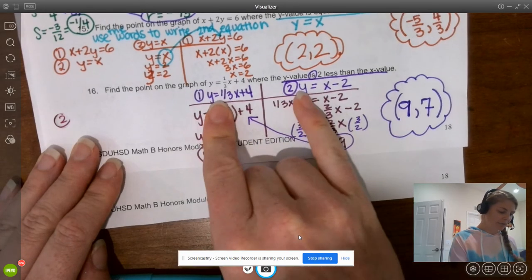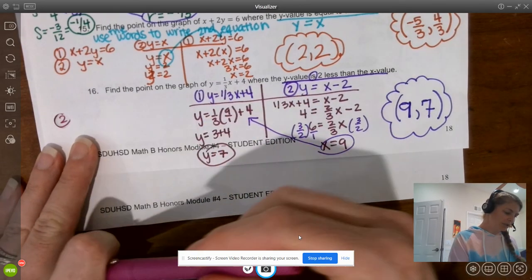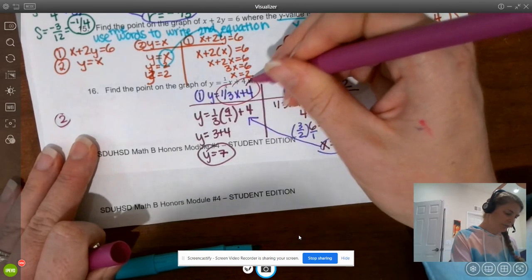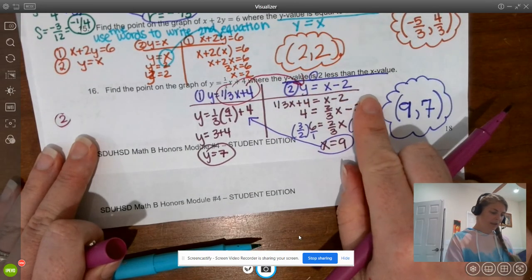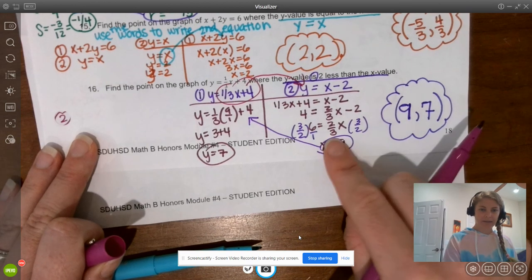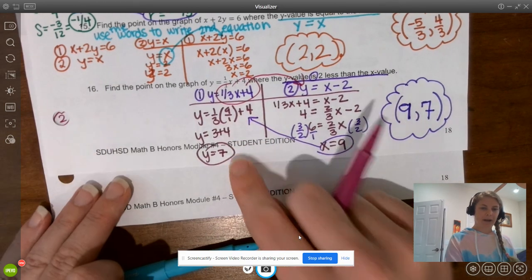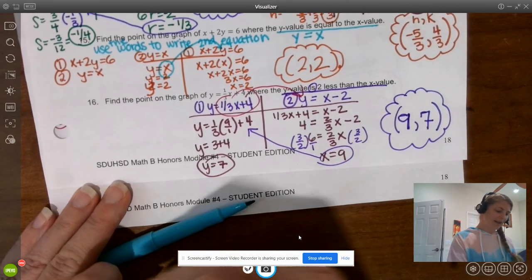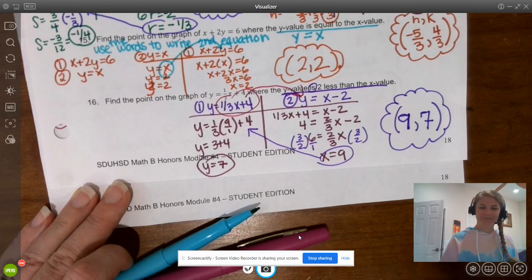I noticed that the y's are both isolated, so I just substituted in equation 1 into equation 2, and I had one equation just with x's. When I solved for x, I got x to be 9, and then I substituted that back in to find y to be 7, and wrote my answer as an ordered pair with some flair.